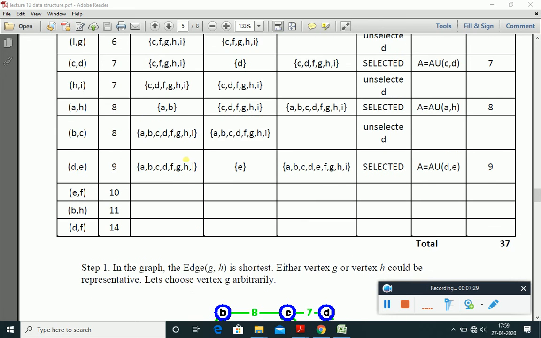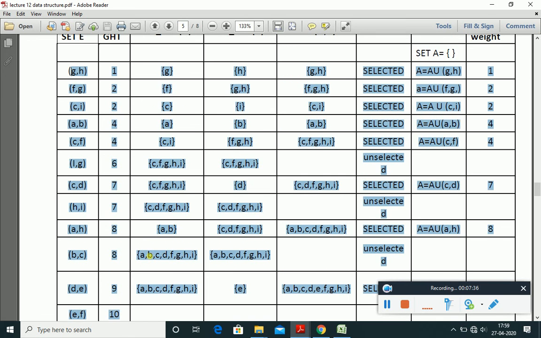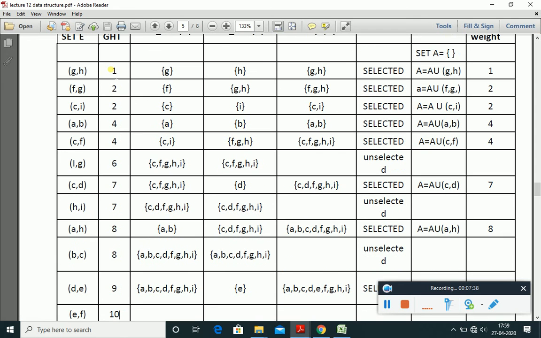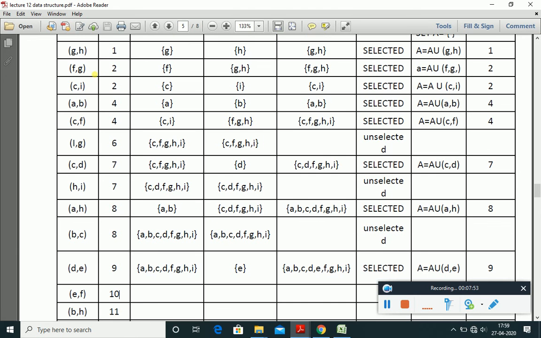So the first thing we need to do is write all the edges in a sorted way. Here we have done that. The first edge has weight 1, the next two edges have weight 2, two edges have weight 4, one edge has weight 6, two more edges have weight 7, two more edges have weight 8, then 9, then 10, 11, 14. If two edges have the same weight, you can write them in any order. No need to be worried.